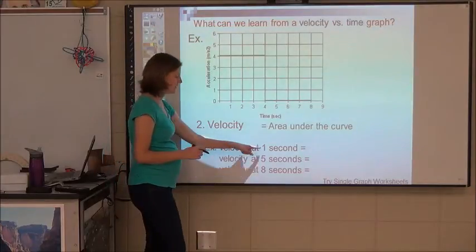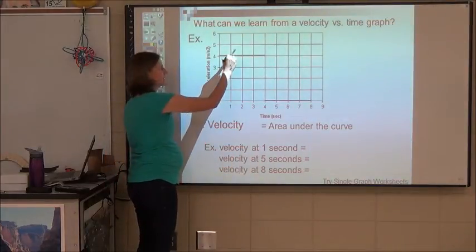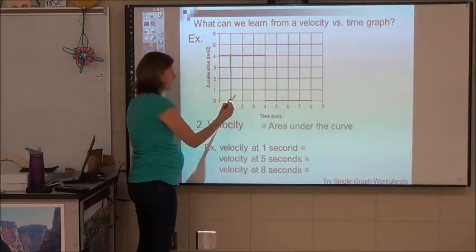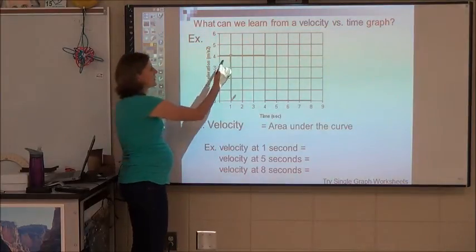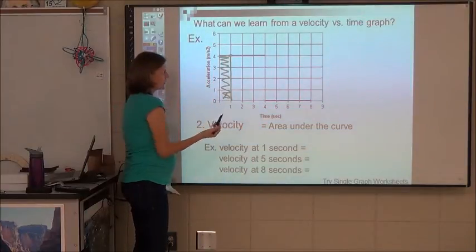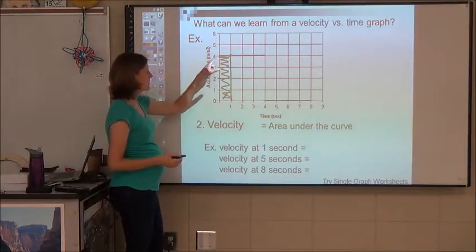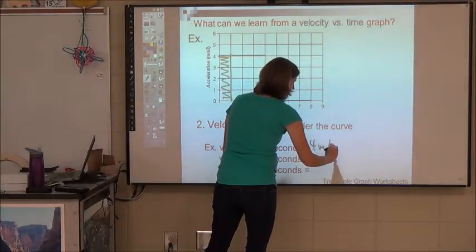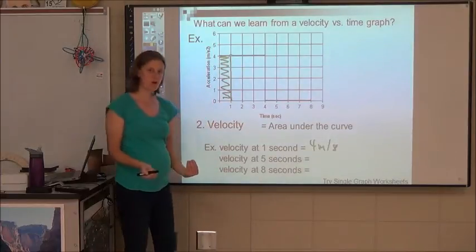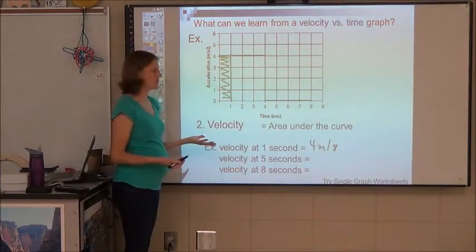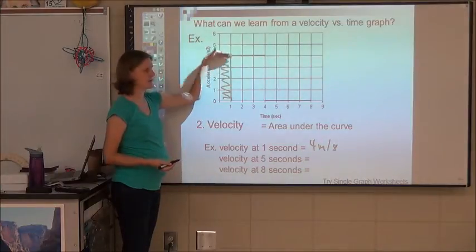So at 1 second, go to your graph at 1 second, it's right there. Draw a line straight to the x-axis. So area under the curve is all the area from time 0 up to that point, under the curve. So up 4 over 1, that is 4 meters per second. So assuming I started at rest, after 1 second, I'm going 4 meters per second. Should make sense, my acceleration rate's 4.